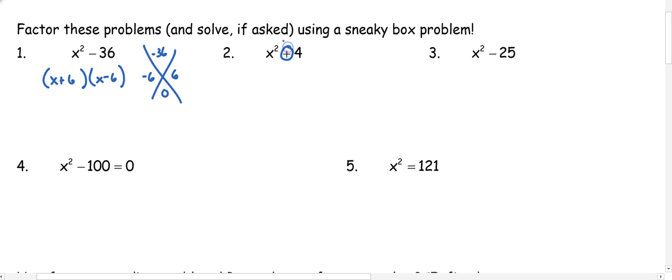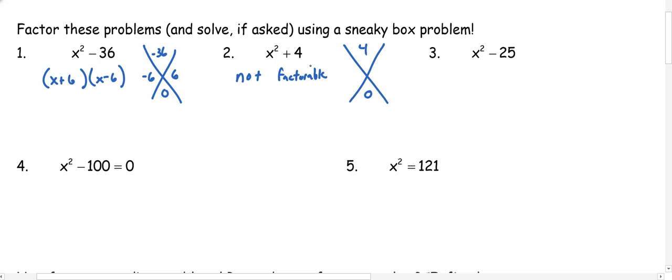Now, number 2. This is a little different because there's a plus sign in the middle. So I need to see what multiplies to 4 and adds to 0. The problem is nothing multiplies to a positive that's going to add to 0. So anytime it's a plus sign in the middle, this is going to be not factorable.